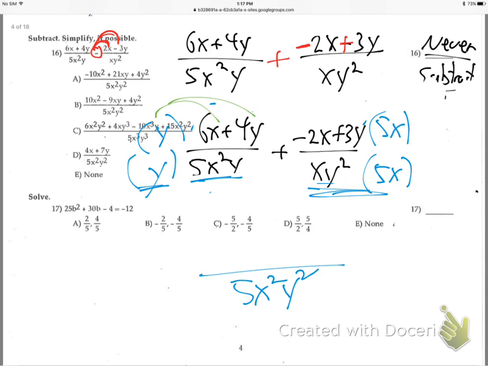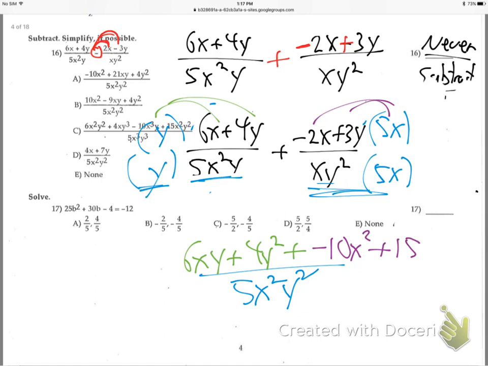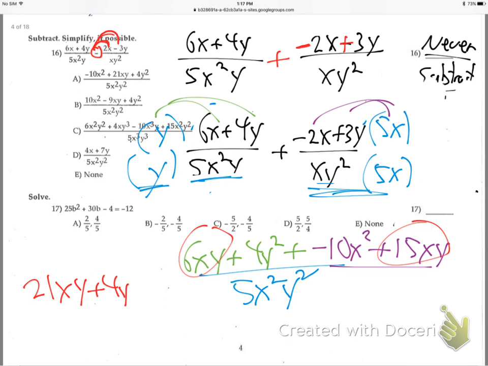All right, so distribute the y. And the top, just put it together, like terms, finish it up. 6xy plus 4y squared plus, see what's happening over here, 5x, boom, boom. That'd be minus 10x squared plus, what's that, 15xy. For that one, I think we can put together like terms. 6xy and 15xy would be 21xy, and 4y squared minus 10x squared. It doesn't matter what order they're in. Over 5x squared y squared. Is it A? I think it's A, isn't it? Just a different order. Yeah, it's A. Done.